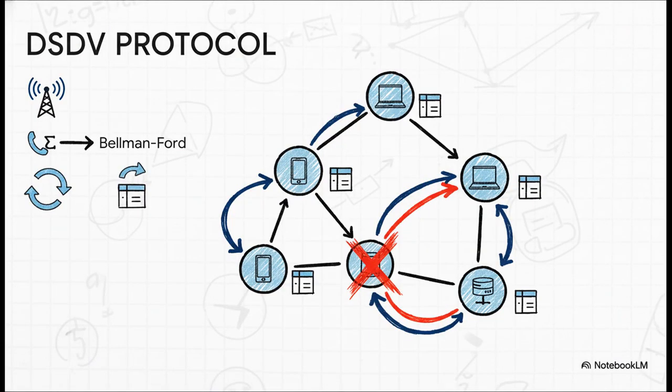So, how does it keep this map up to date? It's actually built on some classic old-school routing ideas, but it has a clever twist to handle all that movement. To keep everything fresh, each device periodically shouts out its entire address book, its routing table, to all its neighbors. It's a pretty chatty approach, for sure, but it means everyone is always on the same page.